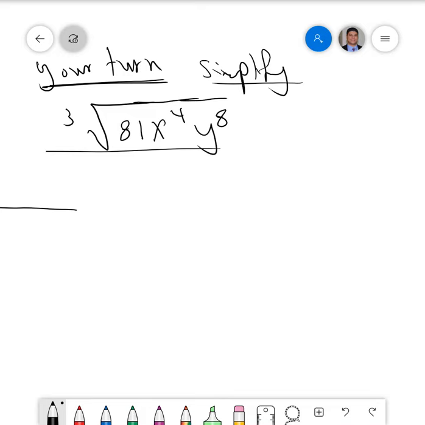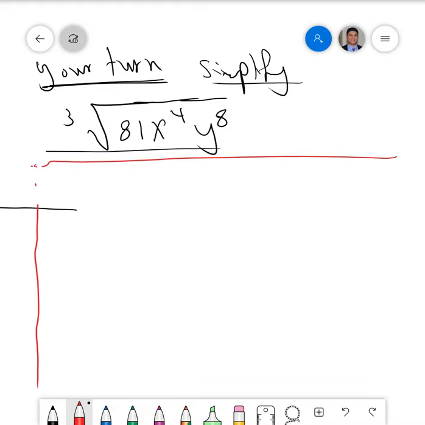Okay, now the second part of our lesson is dividing and simplifying radical expressions. We can use the same rules for dividing and simplifying as for multiplying, under the same conditions. So we must have the same index.